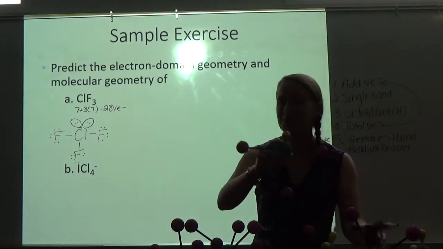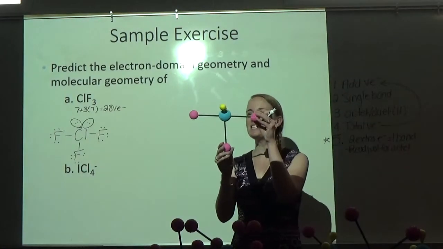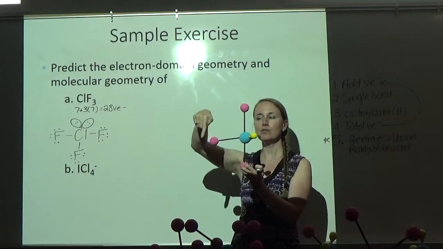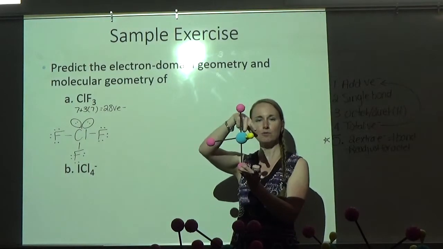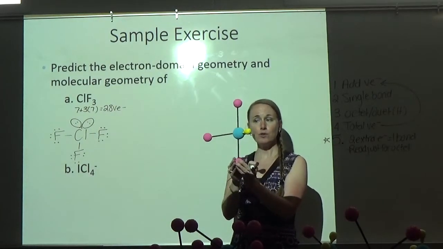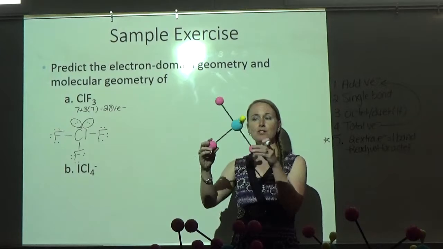So this is the one I was missing yesterday. Here's my T-shaped one. Two of them are lone pairs. They have to go on the equatorial position. See how they're on my equatorial position and not the axial position? They have to go on the equatorial position. But this shape is called T-shape.